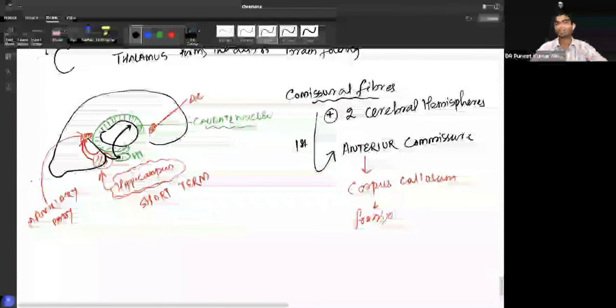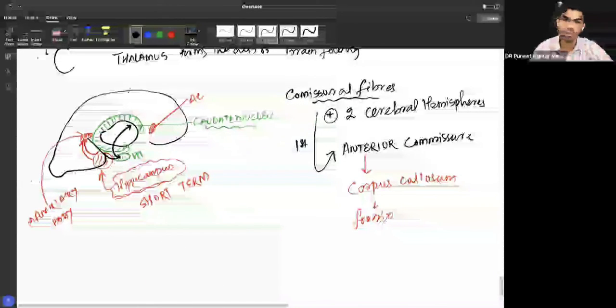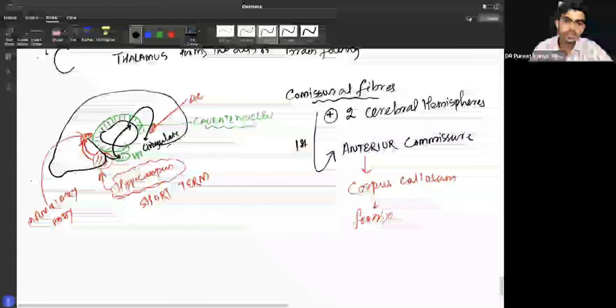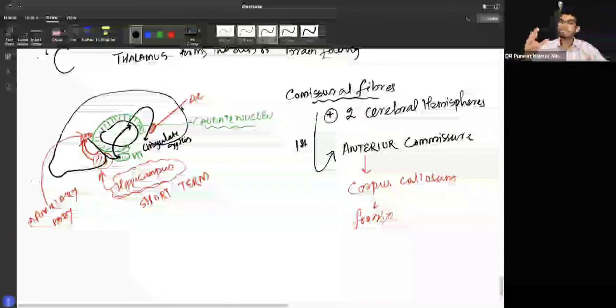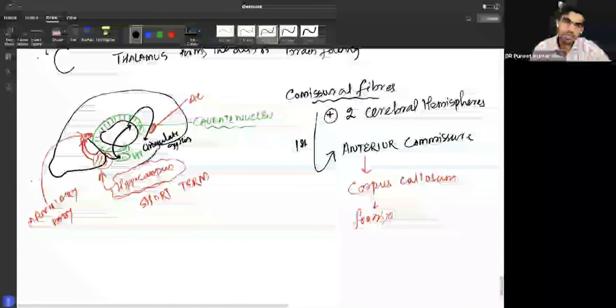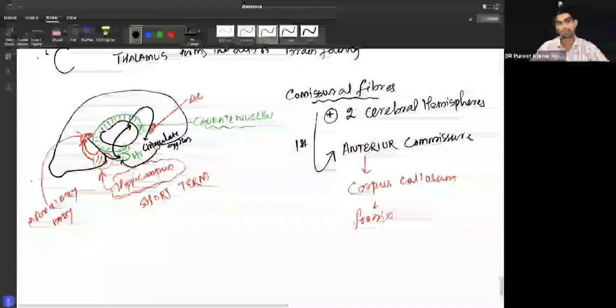Then to the anterior portion of the thalamus. And from the anterior portion, the fibers go to the cingulate gyrus. The cingulate gyrus is a specialized cortex like the hippocampus. Okay. Now, this cingulate gyrus again sends fibers to the hippocampus.